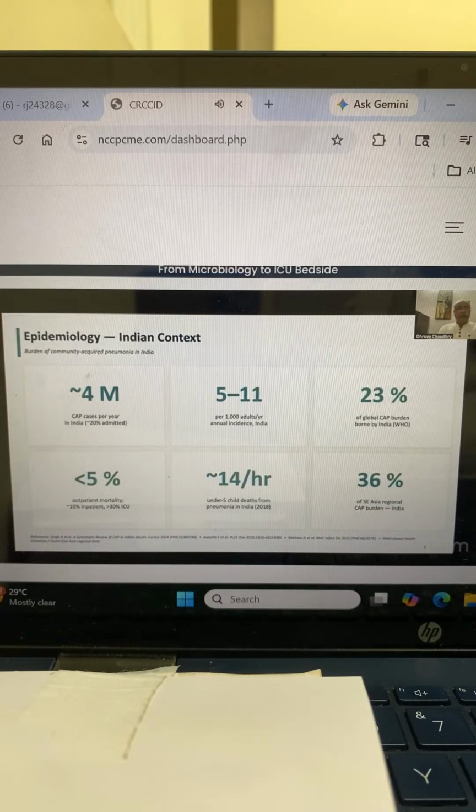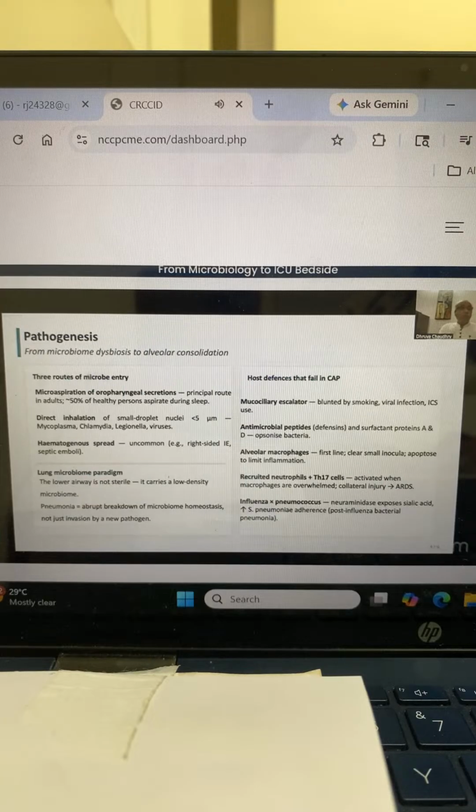And obviously the outpatient mortality is not very much, but still it is there. On the other hand, when you start looking at the children under 5 years, every hour 40 children are dying because of lower respiratory tract infections as well as pneumonia. And when we look at the total aggregate, the CAP burden in the WHO Southeast Asia region, more than one-third is in India, this subcontinent.